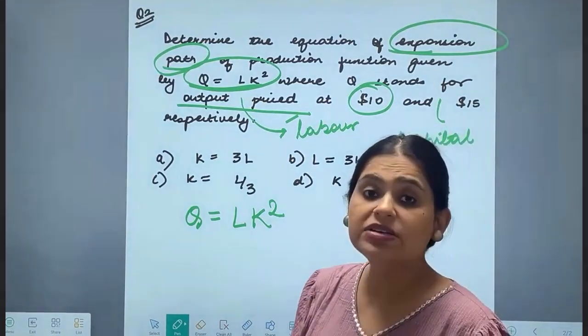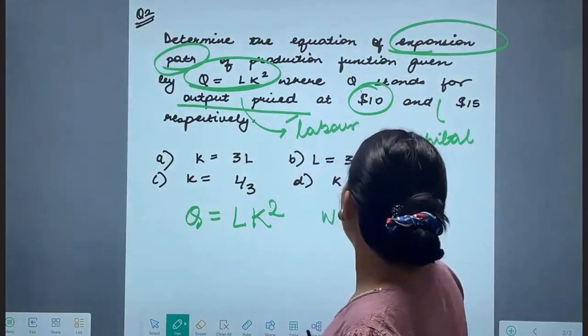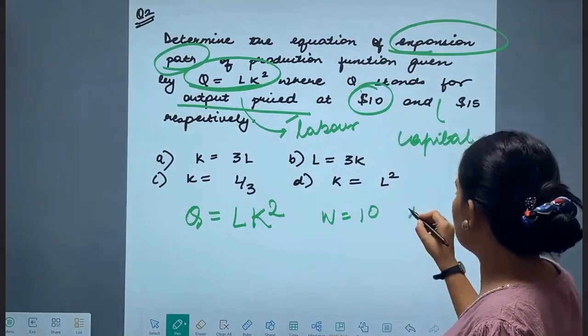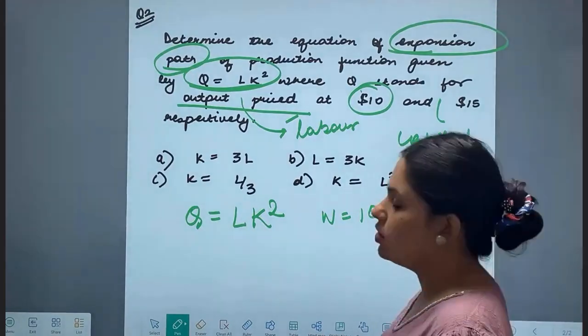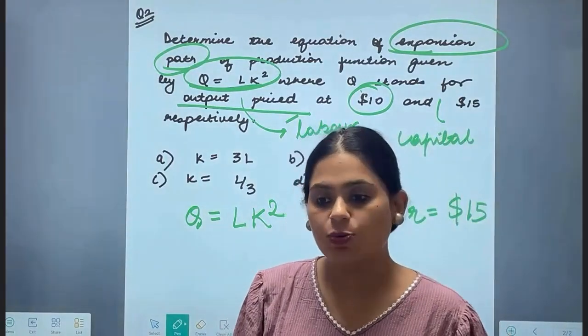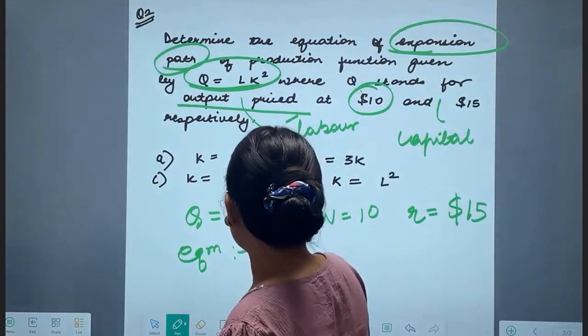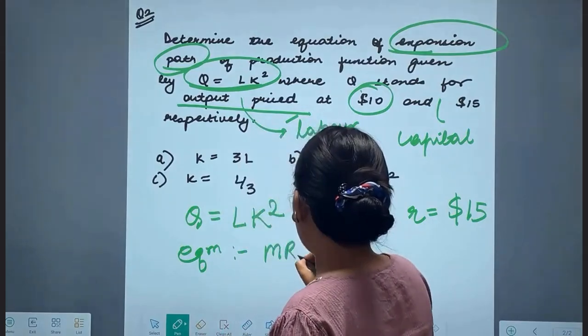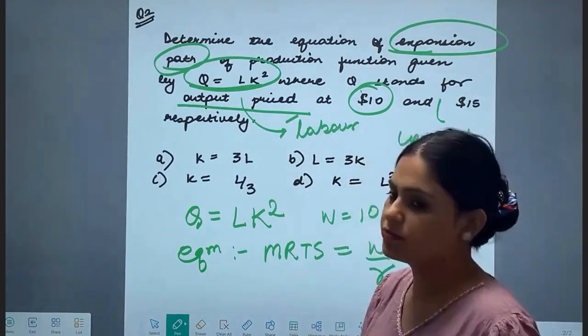So your labor is priced at $10. माने the wage rate is 10 and capital is priced at $15, so the rent is 15. So beta, what is my equilibrium condition? My equilibrium condition is where MRTS is equal to W by R.